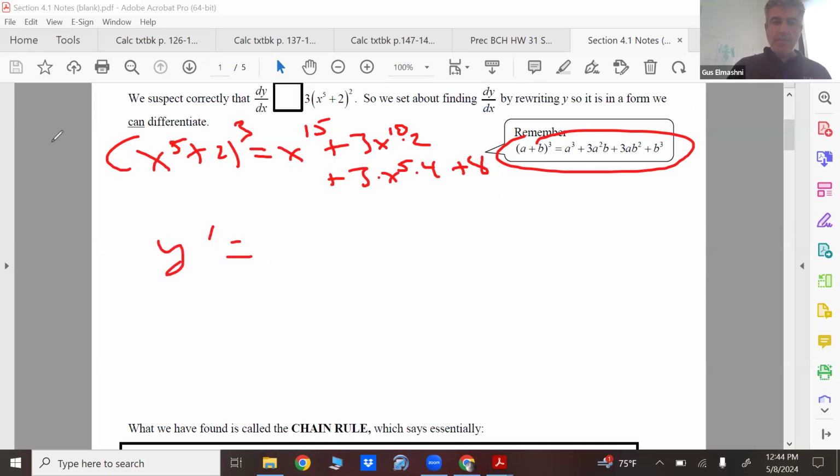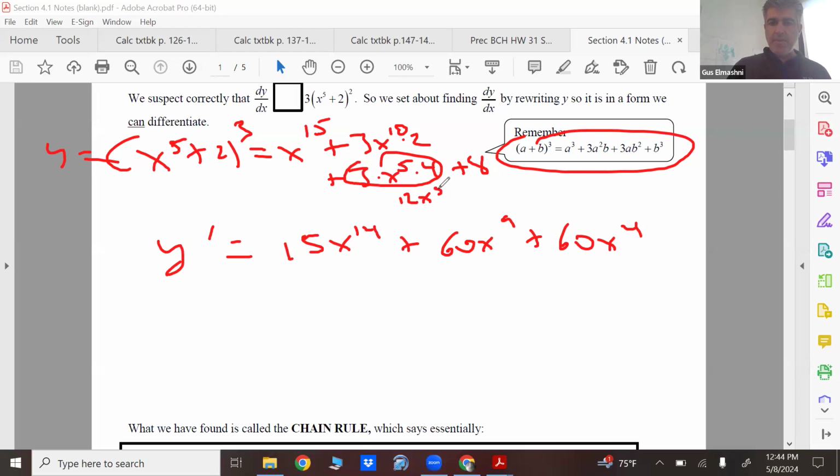y prime is 15x to the 14th plus 60x to the 9th plus 60x to the 4th, and that's it, right? Because remember, that's 12 x to the 5th, that's 6x to the 10th. And so, yeah, that's what happens.